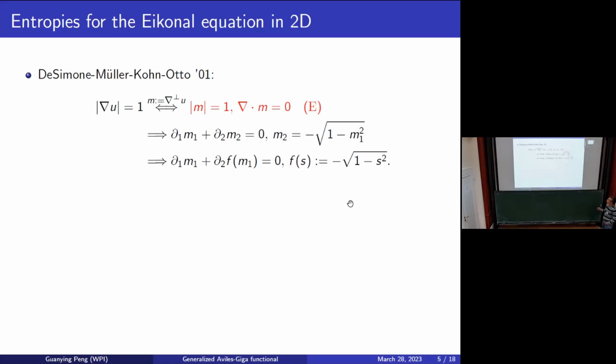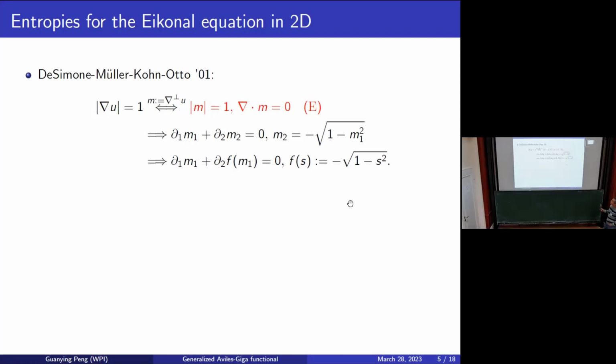So partial 1 M1 plus partial 2 M2 equals 0. Then using the fact that this M is a unit vector field, we can write this M2 as a function of M1. Here I put a negative sign in front just to make the function convex in M1. And then plugging this into the first equation.